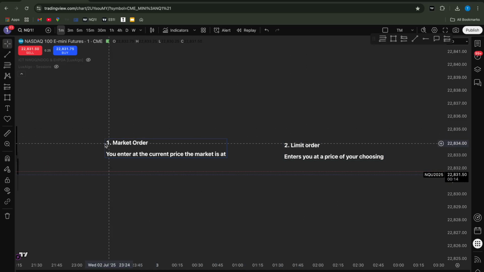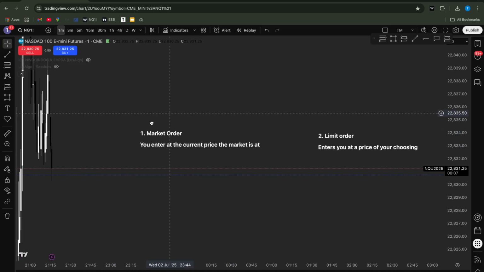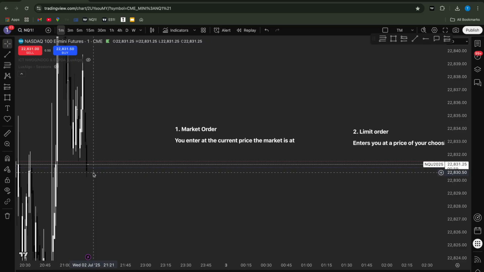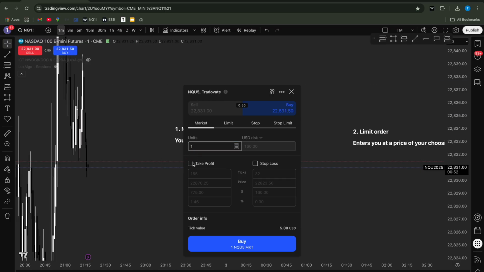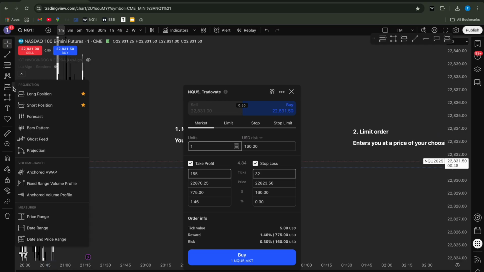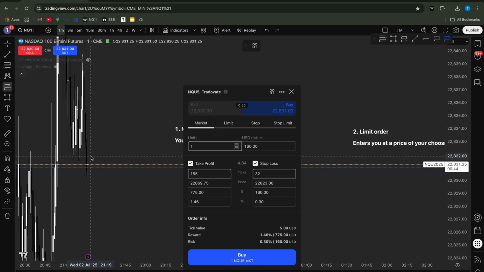So the first one is a market order. It's simply that you enter at the current price the market is at. So this is just where you click buy or sell, and you've entered at the price the market is currently at. So say I wanted to buy here, I'd click the buy button, I'd set my take profit and my stop loss. And the way you measure it, by the way, is, say I'm buying here.